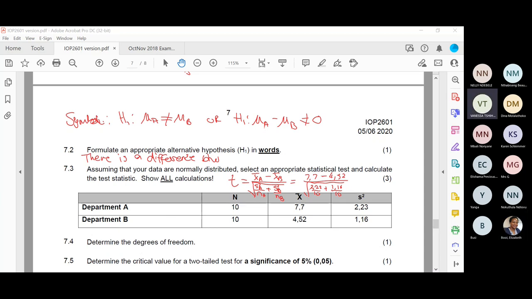There we got 3.18 over the square root of, I will just tell you the total of those two numbers, which will be 0.339. So you just give me the overall answer. It means everyone needs to know how to use their calculator to find the values. After removing the square root, it will be 3.18 over 0.582. Sorry, the top one is 3.18 divided by the square root of 0.339.